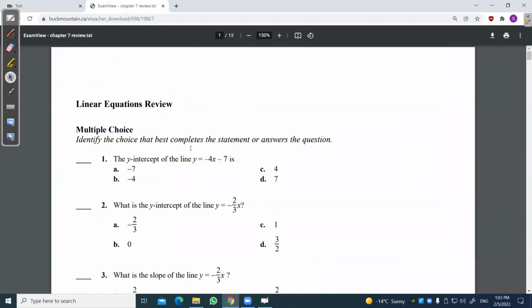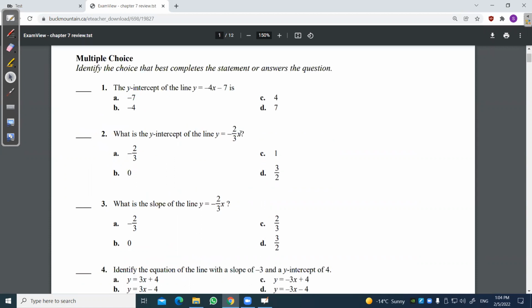Right, here, let's go one by one. The first one, what is the y-intercept of that line? This line right here. What is the y-intercept? The 7. 7D? A. A is right, yes, -7. Number 2, what is the y-intercept of this line?